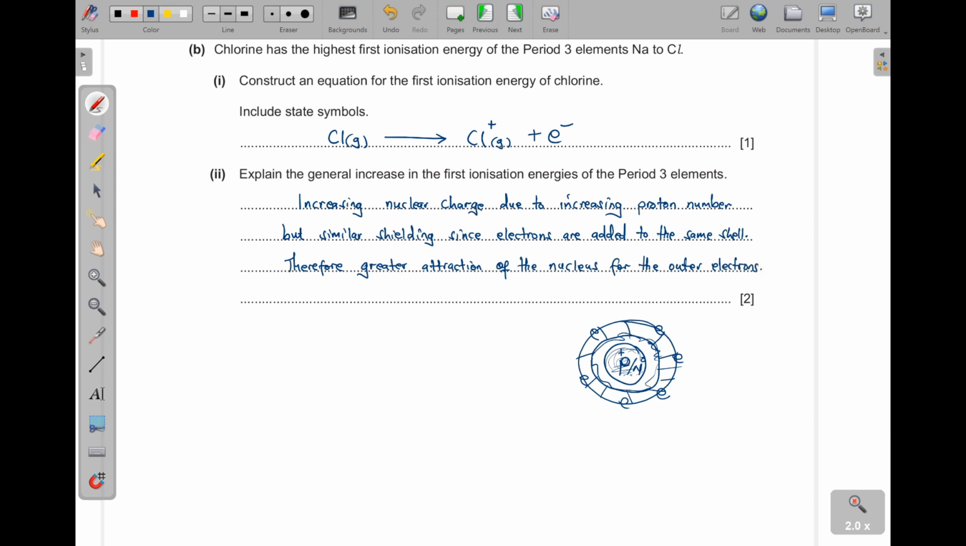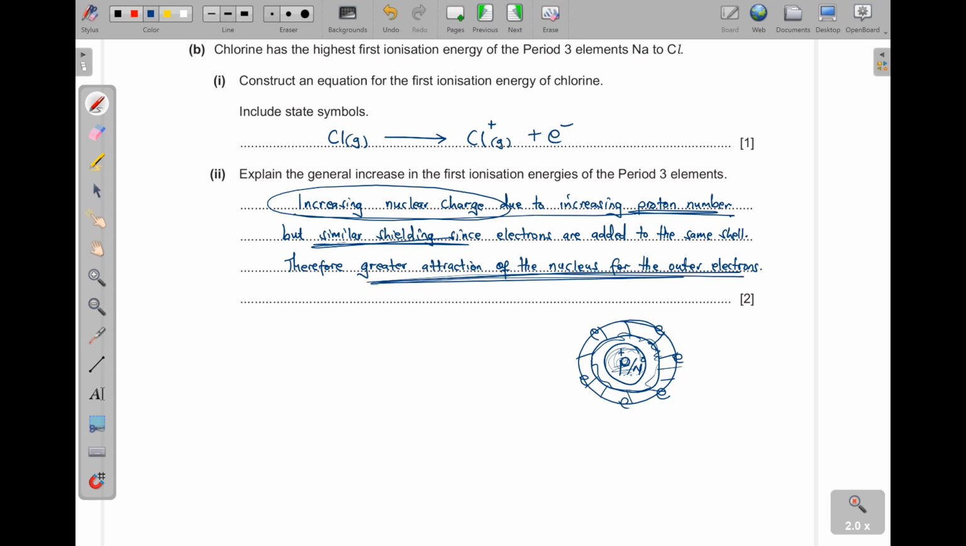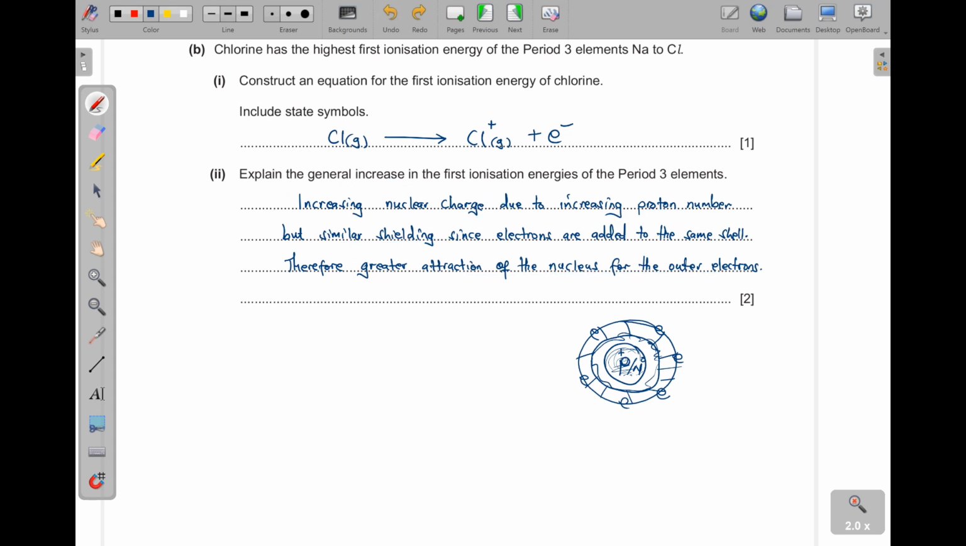So what is so important is to tell us about the nuclear charge that is increasing due to the proton number, and then similar shielding has to appear in there, therefore greater attraction. So this greater attraction is the one that is responsible for providing high ionization energy to overcome it. Okay, so that is that.